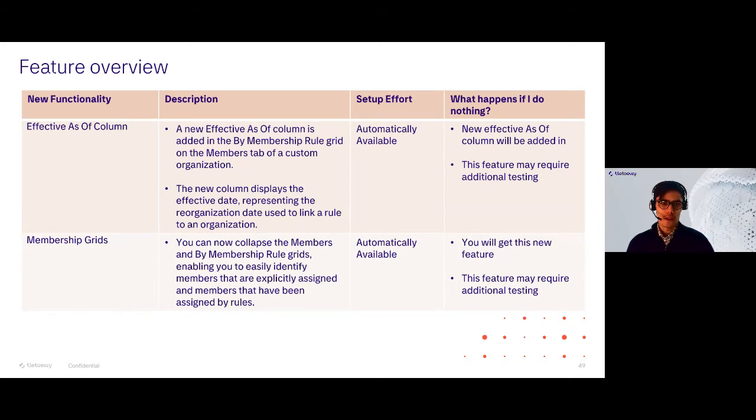An effective date, or an effective as of column, is added in the view membership tab of the custom organization. The effective date displayed is the effective date of the reorganization used to link a rule to an organization. So it's not the current date. Lastly, you can now also collapse the members and the membership rules grids.